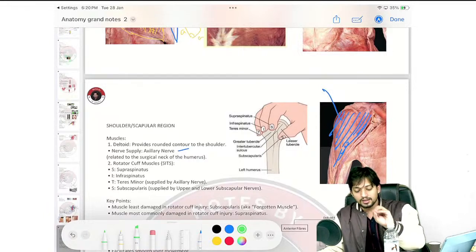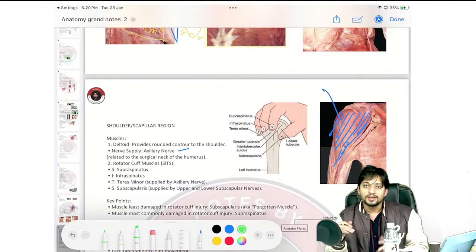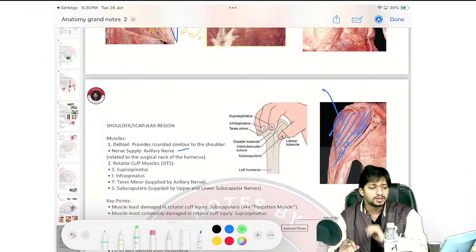Okay? Now, when is this an important point in orthopedics? Anterior shoulder dislocation is more common. Why? One muscle in front. Very simple trick. You can remember by this trick. Now, come.